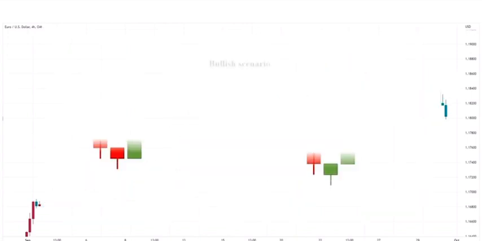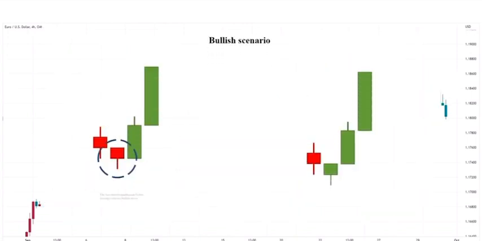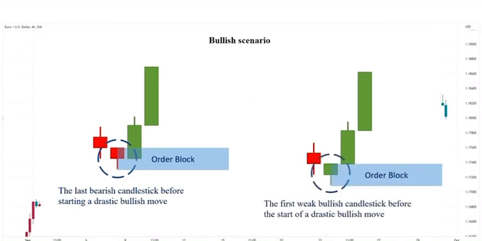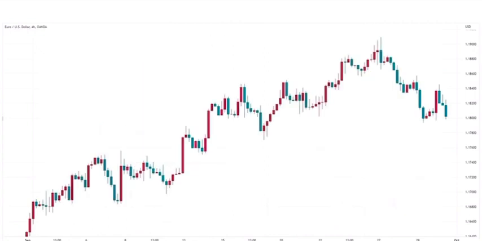In the bullish scenario, the last bearish candlestick before starting a drastic bullish move will be identified as the order block zone. Or the first weak bullish candlestick before the start of a drastic bullish move. The same thing applies to the bearish scenario. So, let's look at these examples and see if we can identify the order blocks.